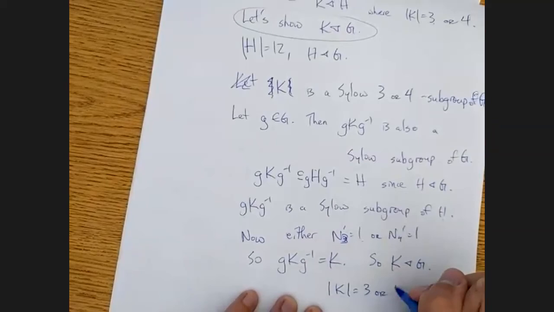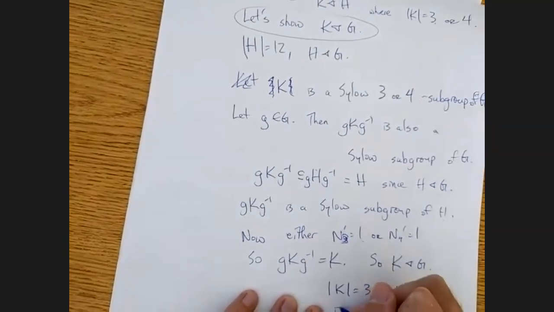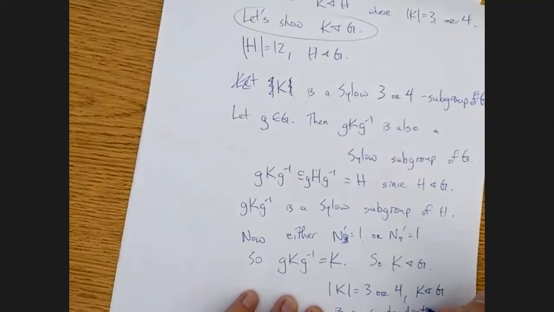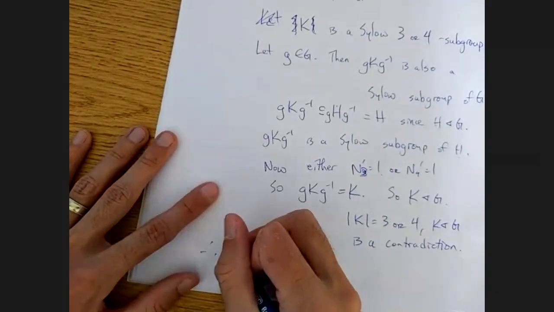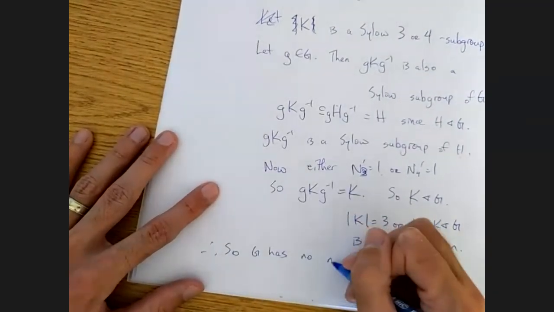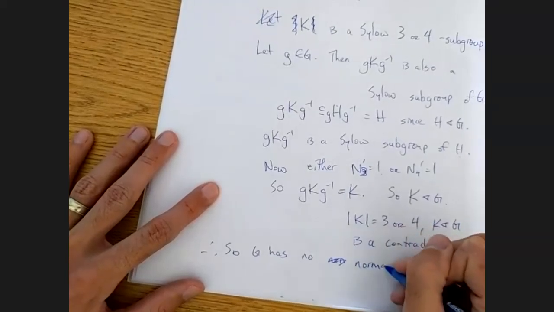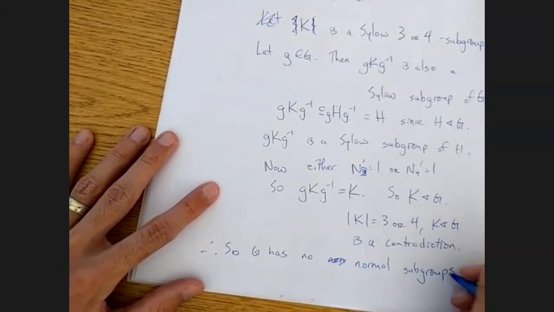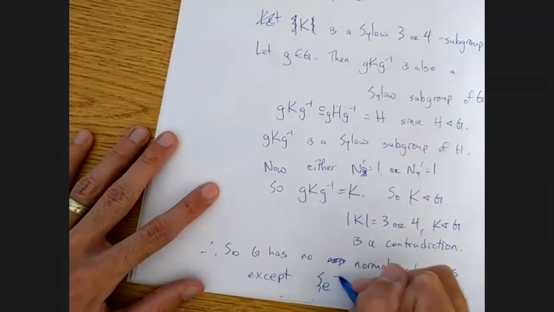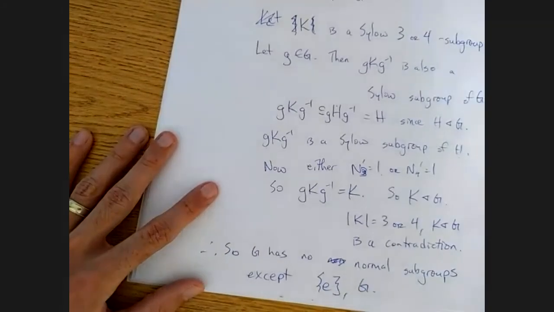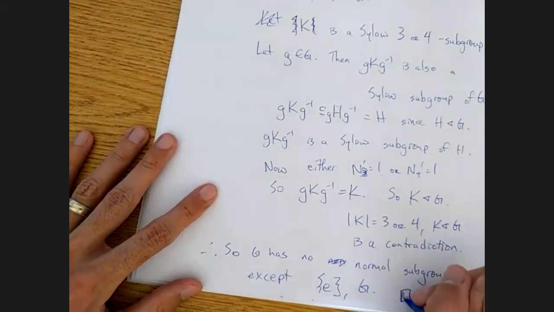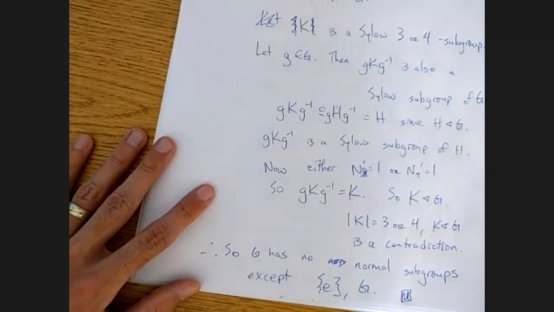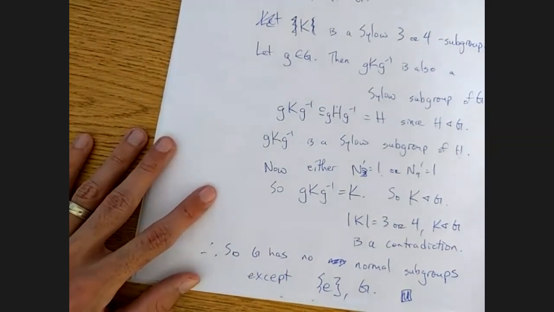So K has order 3 or 4, and K is normal in G is a contradiction again. Therefore that eliminates all the possibilities for orders of normal subgroups. So G has no normal subgroups except just the trivial one and G. And that's the end of the proof. This was all done assuming that the number of Sylow 5 subgroups is not equal to 1. That's the only thing we were working with.